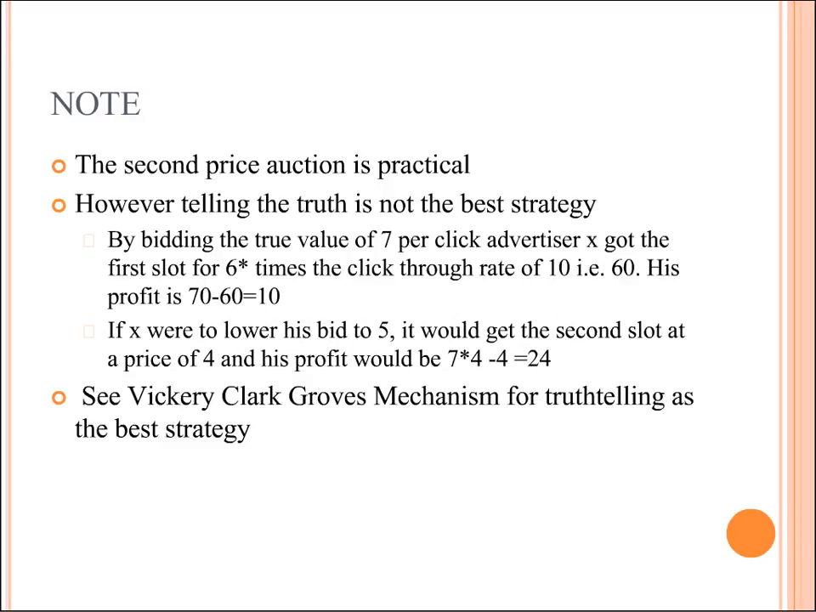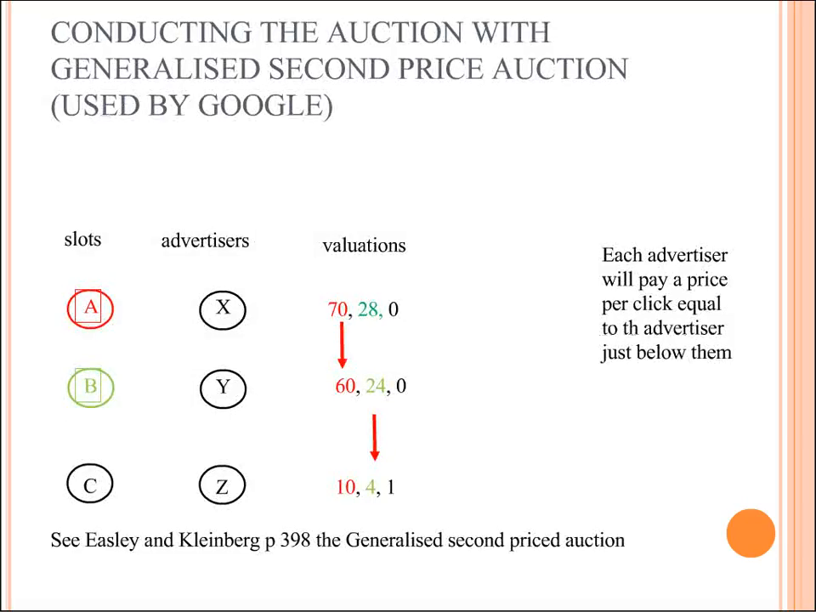And how do you sort this problem out? You basically could use the Vickrey-Clarke-Groves mechanism, in which truth-telling is the best strategy, and in the next presentation I will tell you how the Vickrey-Clarke-Groves mechanism works. But just to remind you, Google is using a very simple second price auction known as the generalized second price auction.